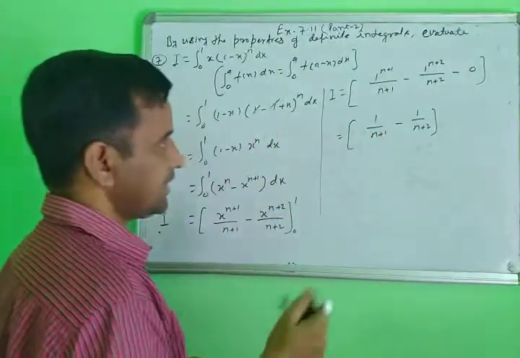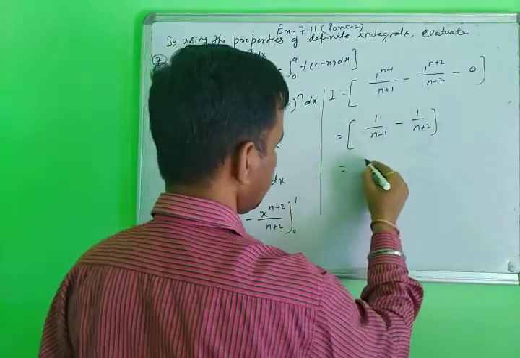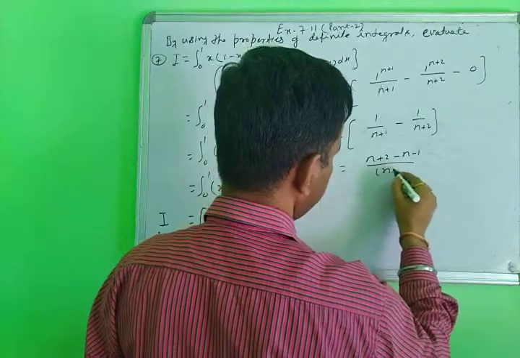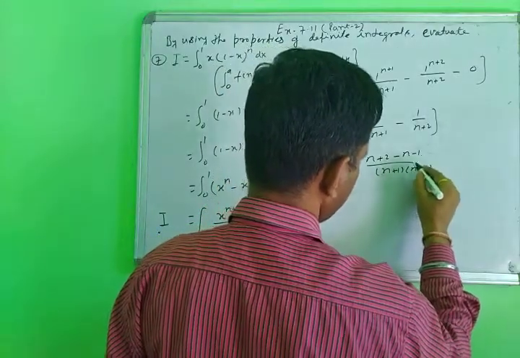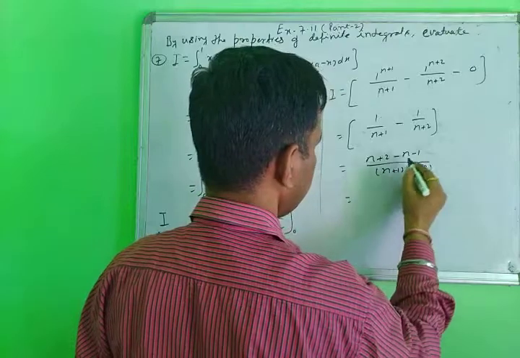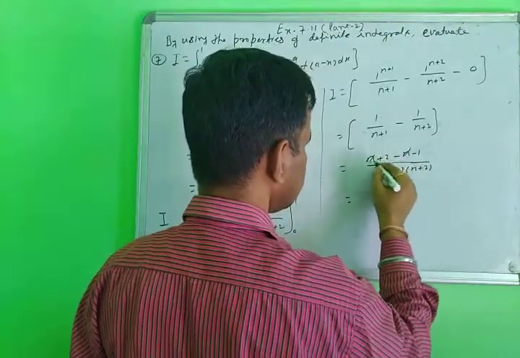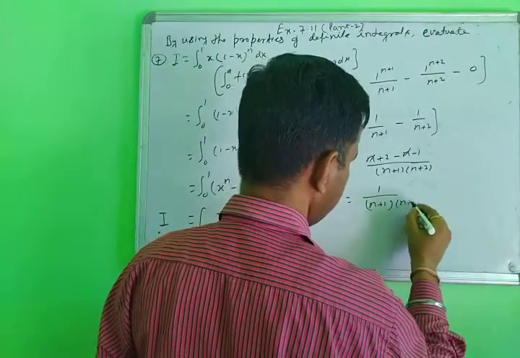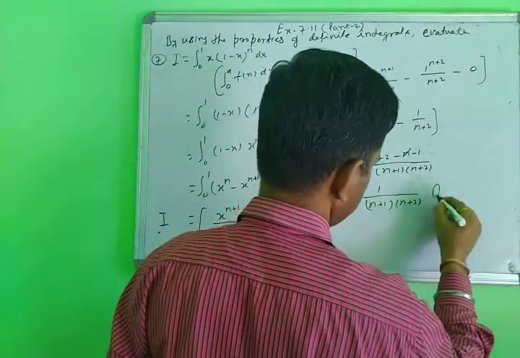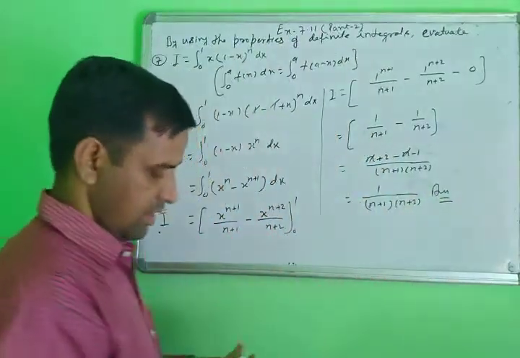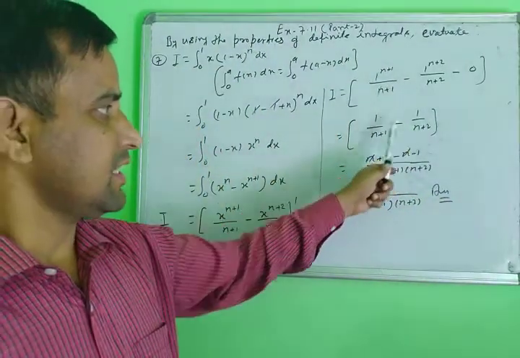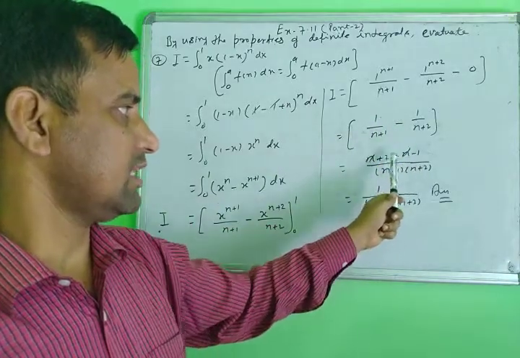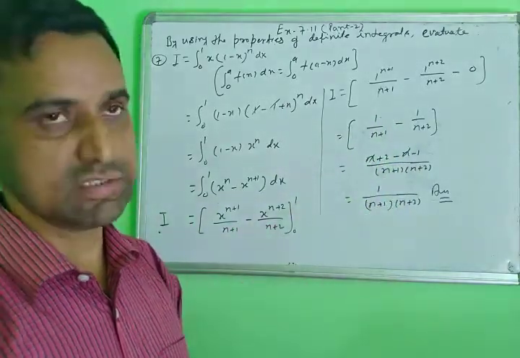Taking the LCM here, what result comes? n plus 2 minus n minus 1 upon (n plus 1)(n plus 2). So n and n are cancelled, and 2 minus 1 is 1. The result is 1 upon (n plus 1)(n plus 2). This is your final answer.